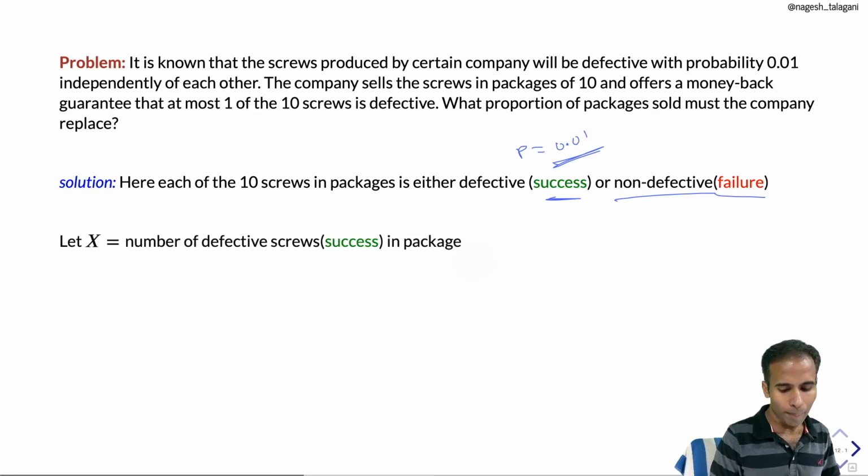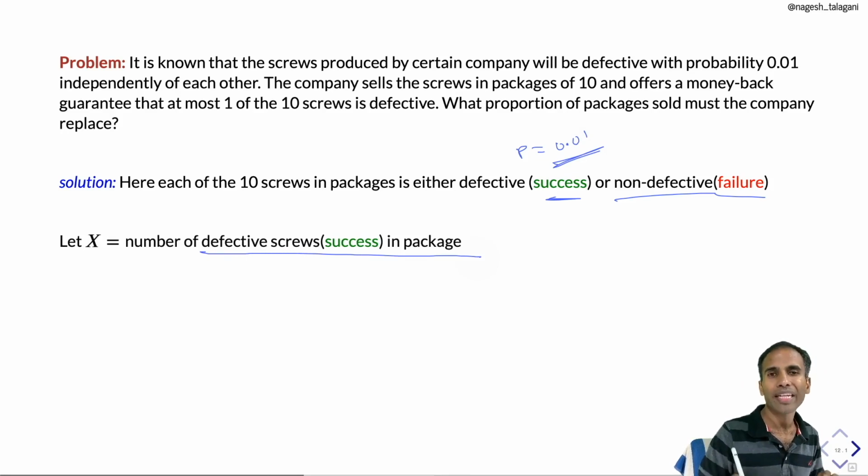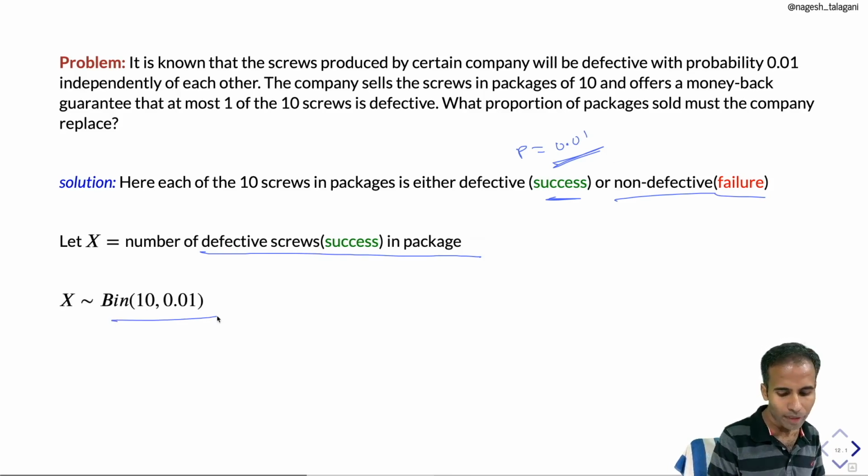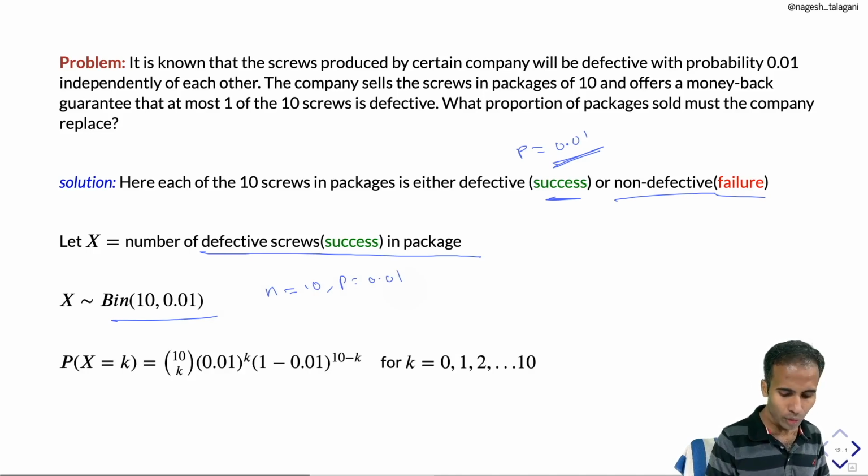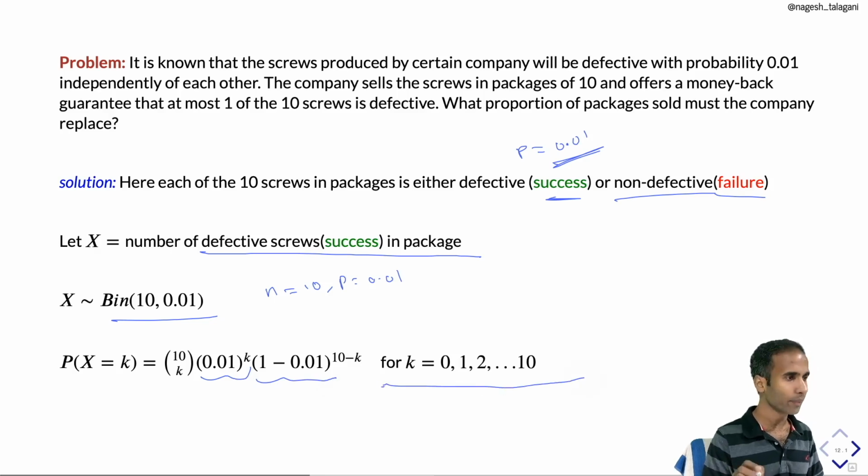Let X denote the number of defective screws in a package. That is, X is what? Number of successes in 10 independent identical Bernoulli trials, each with a probability of success 0.01. So X follows binomial distribution with parameters 10, 0.01. That is, n is 10, p is 0.01. Okay. So the binomial PMF, probability of X equal to k, is 10 choose k, 0.01 to the power k, (1 minus 0.01) to the power 10 minus k. Right? Fine. For k equal to 0, 1, and so on up to 10.